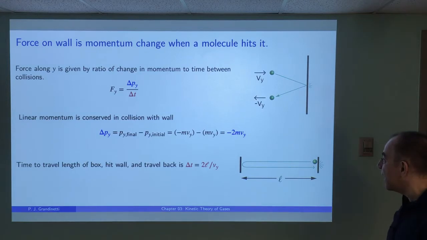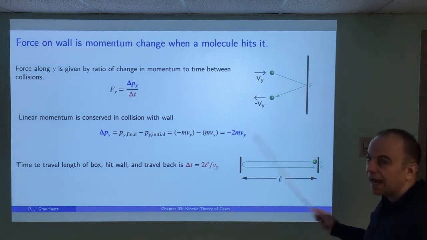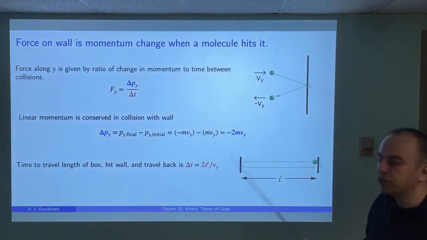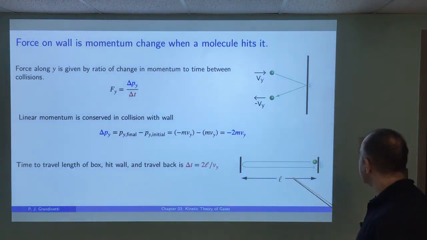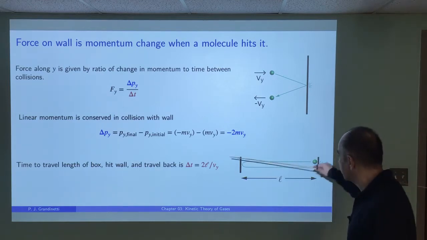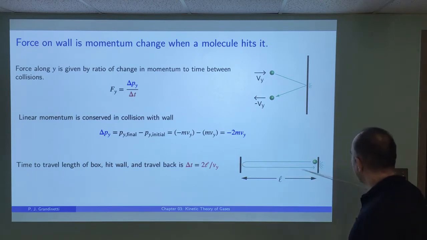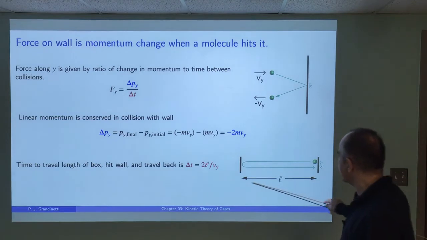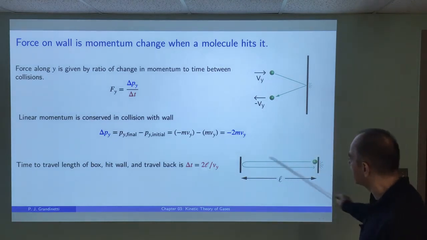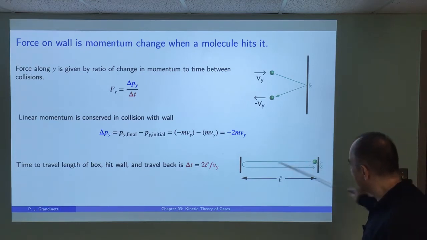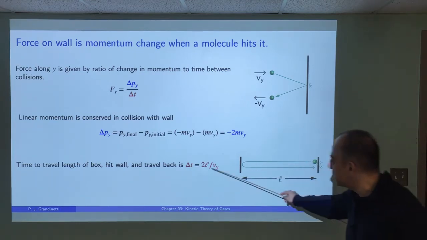Now, for the time, what we're interested in is the average force hitting this wall, so we want to know the time between collisions with the wall. That is just the time it takes for the molecule to go across the y direction of the box, hit the other wall, and come back and hit the wall we're interested in again. So that time is 2 times the length of the box, there and back, divided by its velocity along the y direction. That's our delta t.